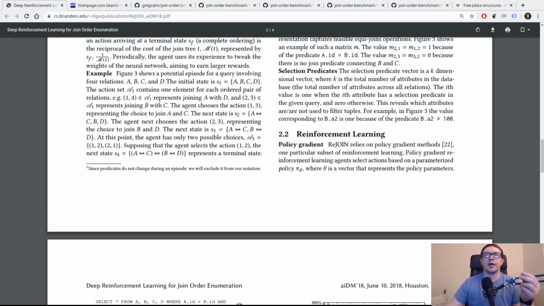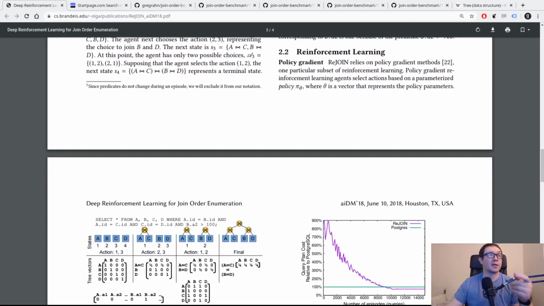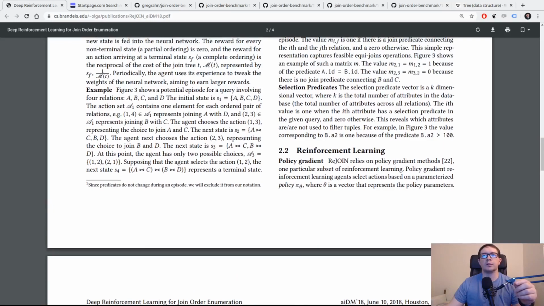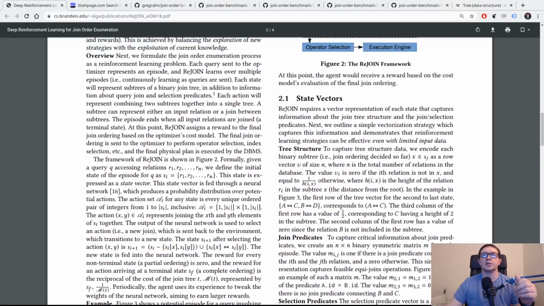Supposing the agent selects the action 1, 2, the next state 4 is A intersects C intersect B intersect D, which is this. So you add an extra node, and that's important. Okay. And this state represents a terminal state. We are right here. Scrolling up, it says, at this point, the agent will receive a reward based on the cost model's evaluation of the final join ordering.